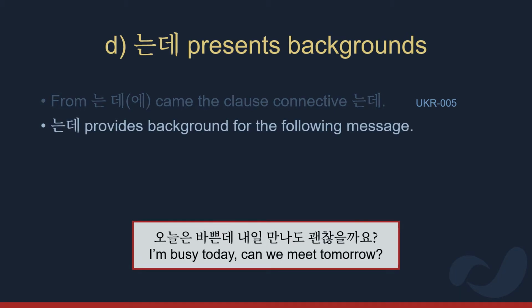For example, 오늘은 바쁜데 내일 만나도 괜찮을까요? I'm busy today, can we meet tomorrow? Here the speaker sets up the circumstances in the first clause and follows this with the message that they would like to meet tomorrow instead.